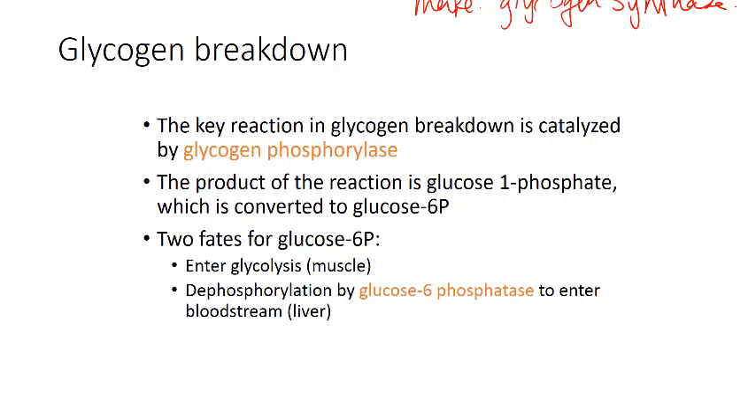And then once glucose 6-phosphate is produced, it can go two ways. It can go into glycolysis, or it can be dephosphorylated by glucose 6-phosphatase to go into the bloodstream, and this happens in the liver. Again, it's not going to get turned back into glycogen because it's already been taken from glycogen. So it can either go into glycolysis in the muscle or the liver, and the special option in the liver is to be dephosphorylated and then shunted out.